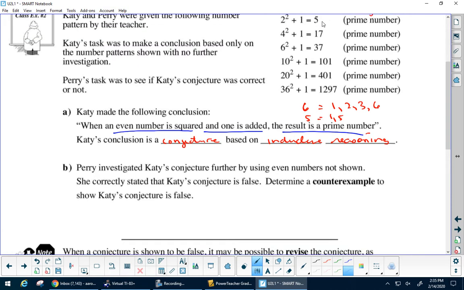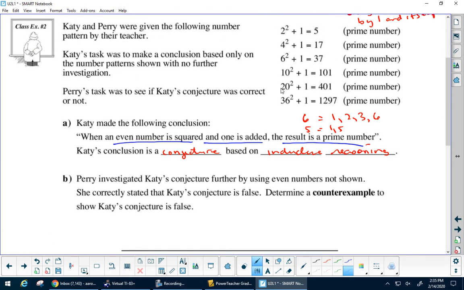No, all of these are prime numbers. Every one of these is correct and true. Can you give me an even number squared and 1 is added, and the result is not a prime number? Because if you can't, then this remains true. And that's what every single lawyer does.